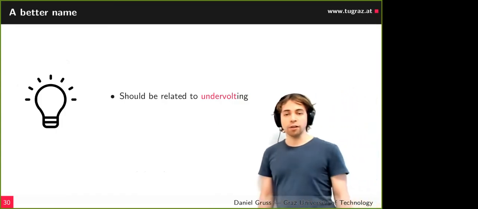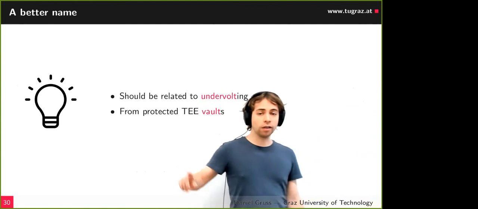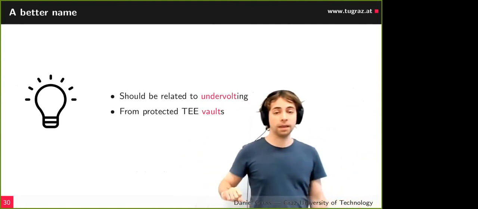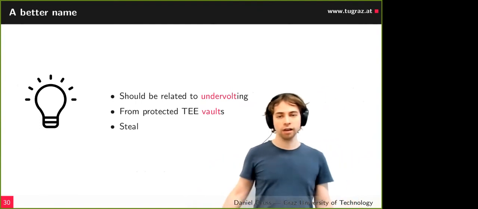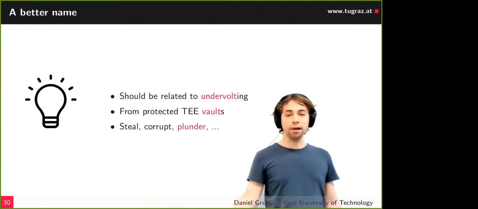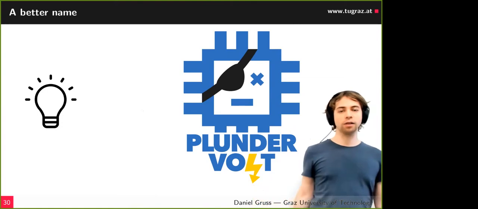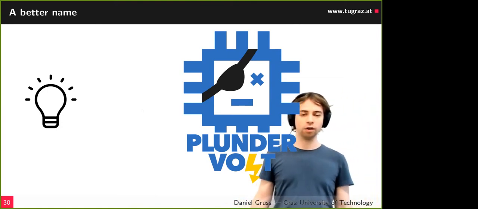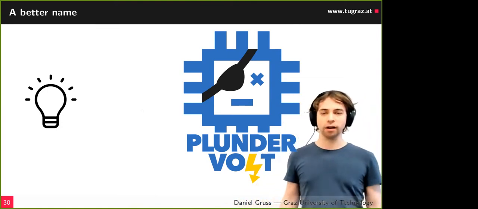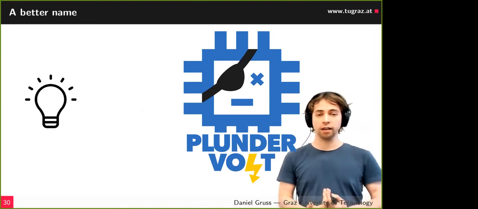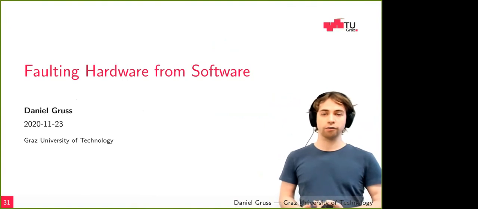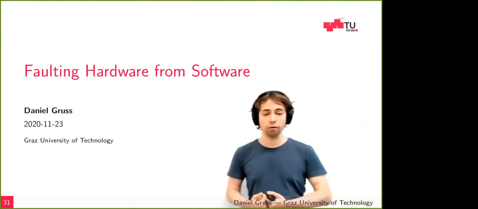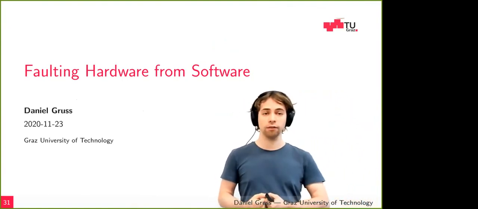So we should come up with a better name. It should be related to undervaulting. It is getting secrets from protected TE vaults, undervaulting vault. We steal, we corrupt, we plunder. That's Plundervolt. That's the second attack that I've shown today besides Rowhammer. And those are both attacks that we can use to fault hardware from software. And with that, I'm already at the end of my talk, and I would be available for questions.